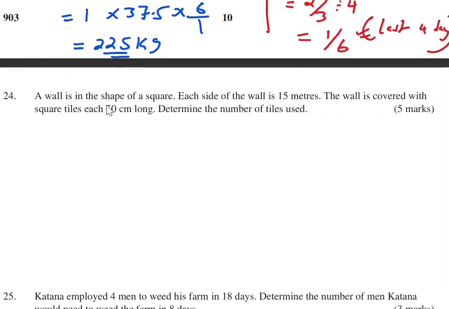A wall is in the shape of a square. Each side of the wall is 15 meters. The wall is covered with square tiles, each 50 centimeters. Determine the number of tiles used. So here we have a wall. So tuko na wall kubwa. Now I'm going to draw so that you visualize. It's very, very easy. Maths is very easy. Bora uelewe. So this is my wall. It is a square, although this shape is not a square. So 15 meters by 15 meters.